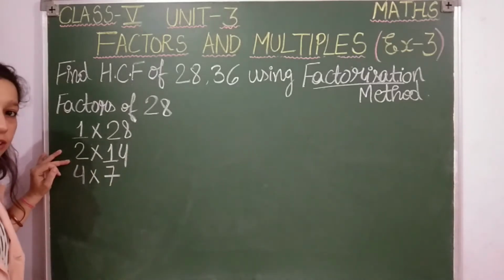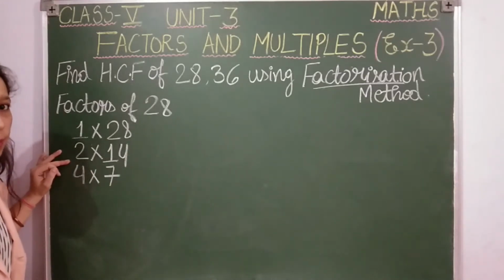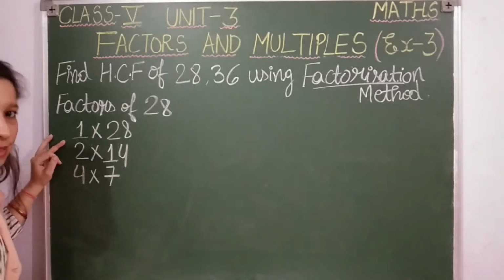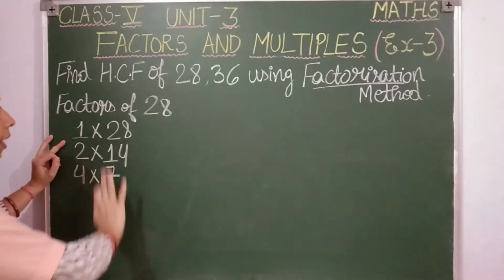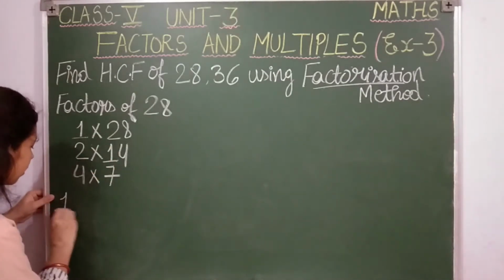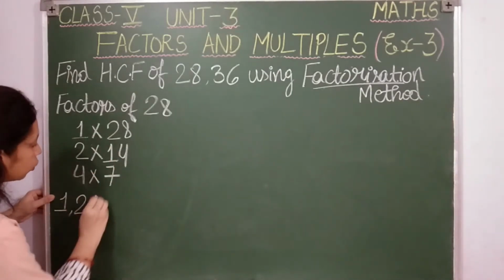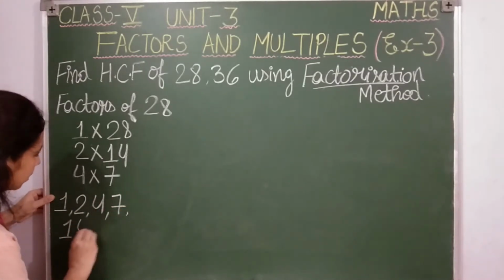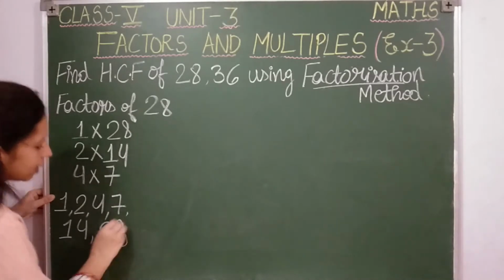Then in which table does 28 come? It comes in its own table also. So 28 ones are 28, but here I have written 1 into 28, which means the same thing only. So here the final factors are with me. I'll write the factors of 28 as 1, 2, 4, 7, 14 and 28. I hope it is clear to you.